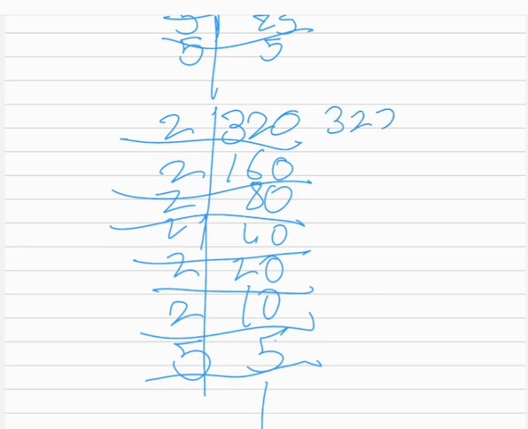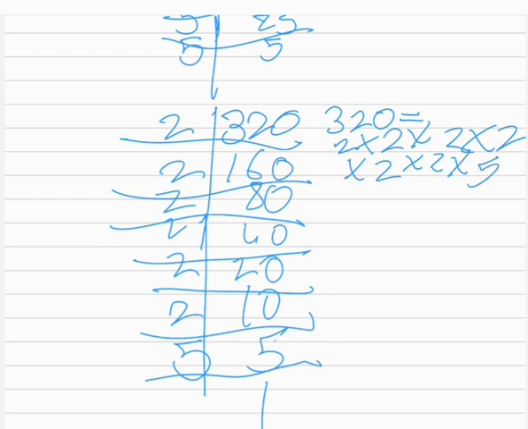So 320 is equal to 2 into 2 into 2 into 2 into 2 into 2, 6 times 2, into 5. See, 2 into 2 is 4, 4 into 2 is 8, 8 into 2 is 16, 16 into 2 is 32, 32 into 2 is 64, 64 into 5 means 64 into 10 is 640, and half of it is 320. So it's also correct.